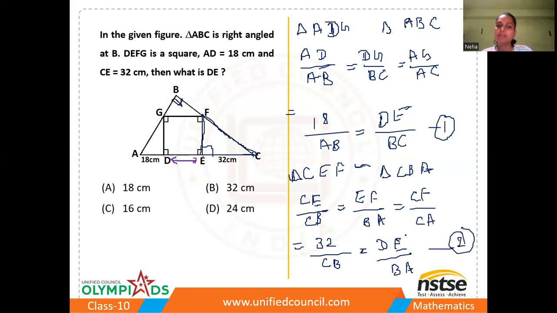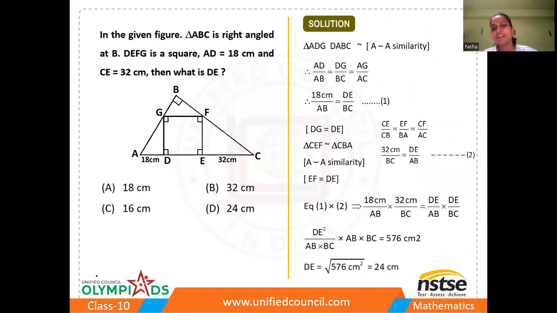Now I can multiply both the equations, equation number 1 and equation number 2. When we multiply these two equations, it becomes DE square, because AB and AB are similar, BC and BC are similar, so they will get cancelled out. Simple calculation is now there and then you will get your answer. So DE square is 576. Yes, this is 24. So yes, option B is the right answer.